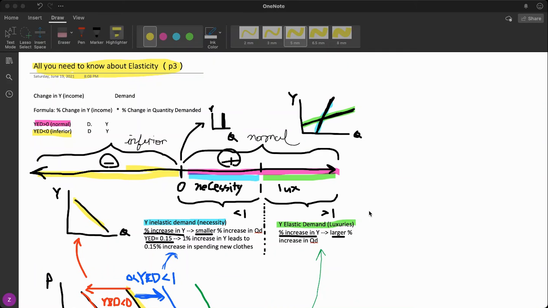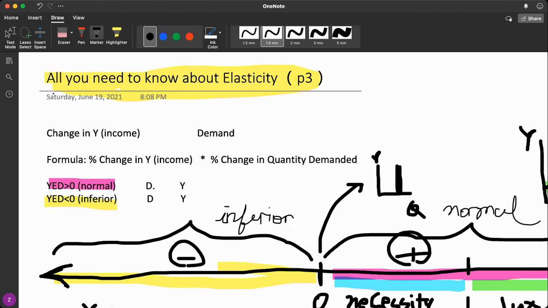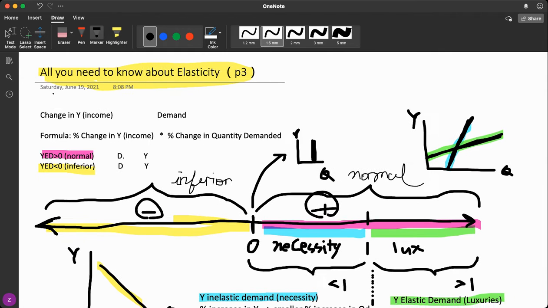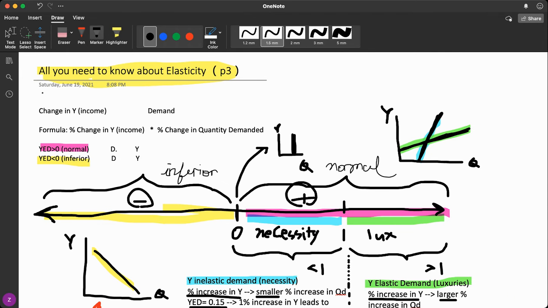Okay, so now let's talk about our last type of elasticity, YED, in Unit 3. This is a very distinctive type of elasticity because it is the measurement of the responsiveness of demand to a change in income. So notice that here we measure the sensitivity of demand. It is no longer quantity demanded, right? So it involves the entire shift in our demand curve.